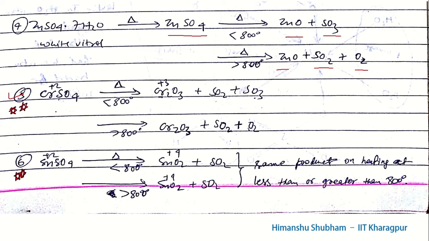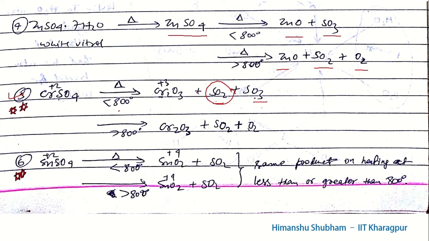So here comes the exception that I was talking about when we were discussing the general decomposition product of any sulfate. When the sulfate of chromium, where chromium is in +2 state, is heated below 800 degrees Celsius, then we get the oxide of chromium, where chromium is in +3 state, plus SO3 plus SO2. So generally we should have seen in the product only SO3, not SO2, but here in the case of chromium sulfate, where chromium is in +2 state, we see SO2 additionally.